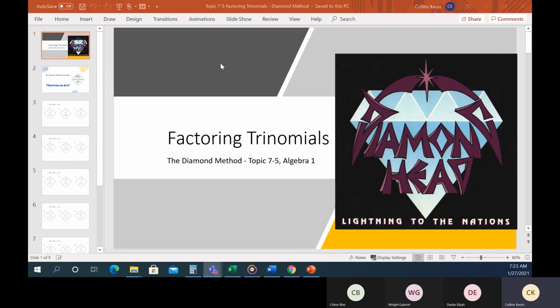So here's our new stuff, factoring trinomials. This is kind of a big deal. This is going to keep showing up for the rest of high school math. So we get this down now. It's going to save you a lot of trouble down the road. Okay, so factoring trinomials, we're going to start off with this little puzzle here. And it's called the diamond method.